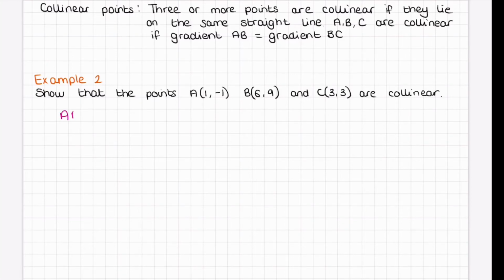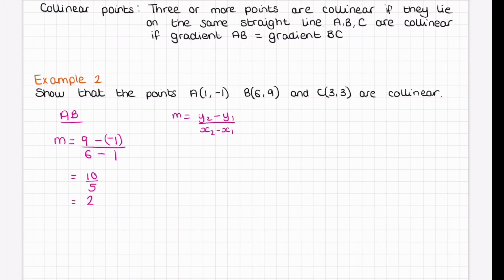So if we start with AB first, the gradient of AB will be m equals, remember it's y2 take y1. I'll write that formula here quickly to remind you. So y2 take y1 over x2 take x1. So with AB, y2, I'm going to have 9 minus negative 1, divided by the x values, 6 minus 1. 9 minus negative 1 is 10, 6 minus 1 is 5, 10 divided by 5 is 2.